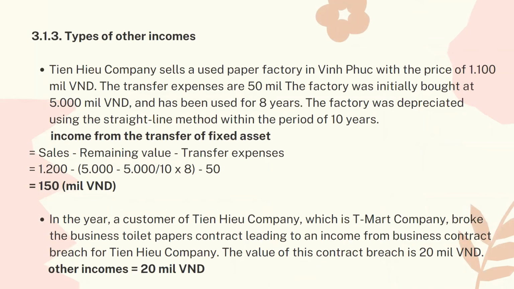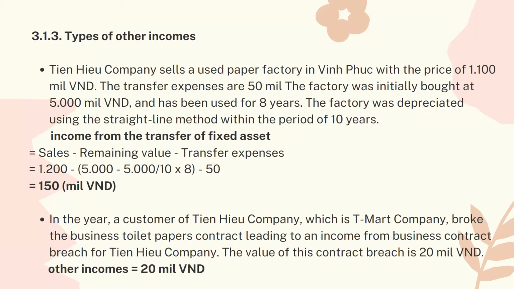Now I will present about the type of other income, and the first example is the company sells a newspaper factory with the price of 1,100 million. The transfer expense is 15 million, and 5,000 million is the initial price, and has been used for 8 years, and the depreciation is straight line method within a period of 10 years. And in this case, income from the transfer of fixed assets is 150 million.